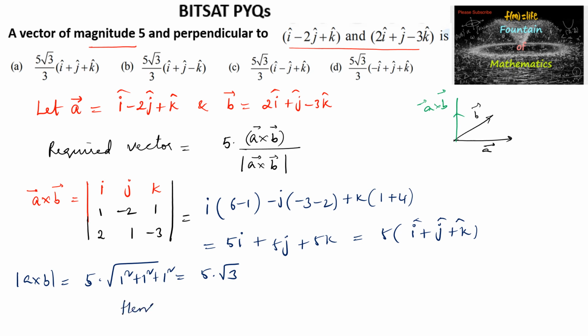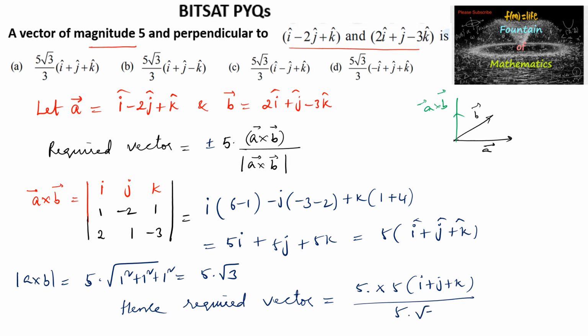Hence the required vector is equal to, we can consider even plus or minus. So let us consider here 5 times A cross B, that is 5 times of i plus j plus k divided by 5 into root 3, or multiply and divide with root 3. So we get 5 root 3 upon 3 times i plus j plus k, which is our option A. So option A is the answer.